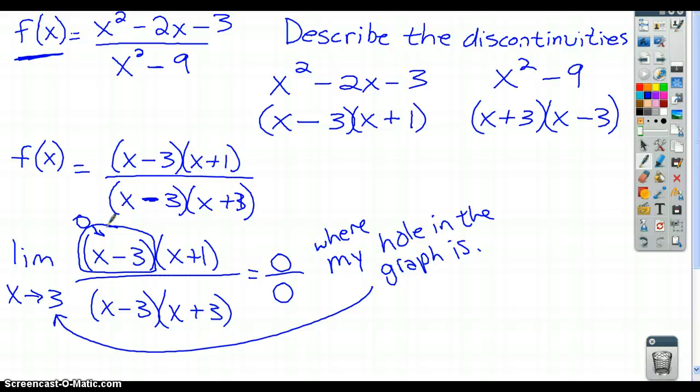So what else will make the denominator 0? Well, I know that a negative 3 will make the denominator 0, and if I plug a negative 3 in here, that will make my denominator 0, but my numerator will stay some number. So I will get some number over 0 if I plug in negative 3. That is going to be another kind of discontinuity where I have an asymptote.